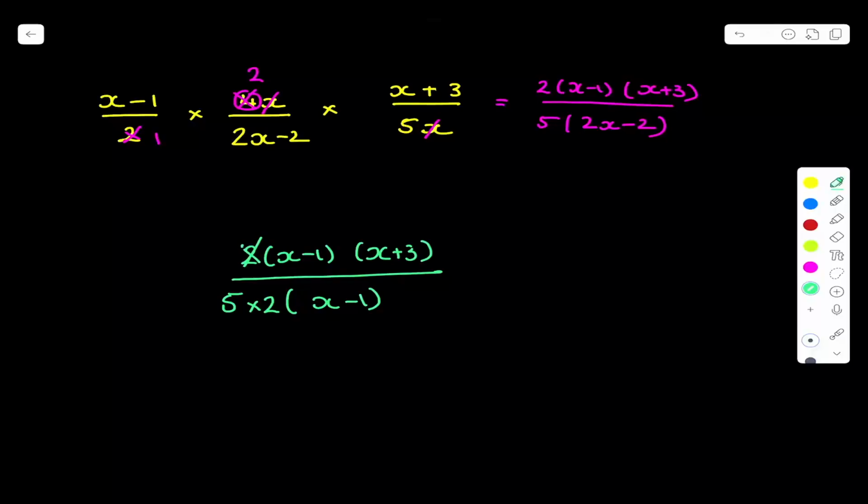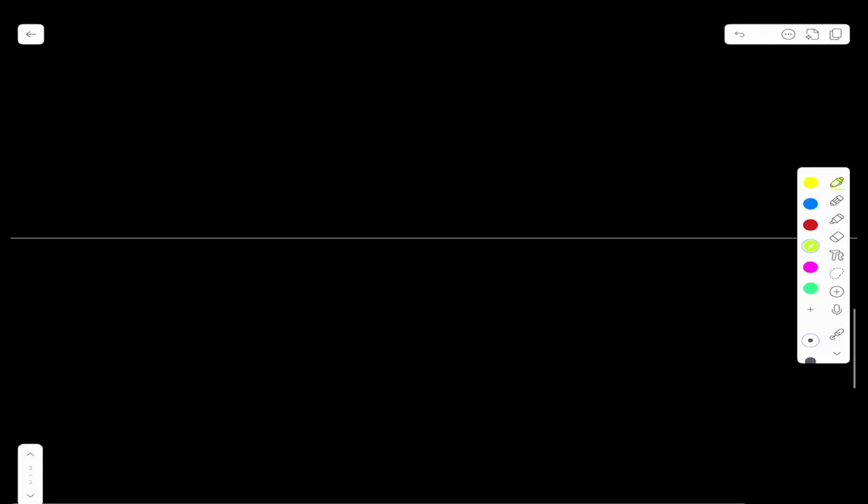And then you could say, that 2 and that 2 cancel, and that x minus 1 and that x minus 1 cancel. So I'm actually just left with x plus 3 on the numerator and 5 on the denominator. So good work if you got that. Let's do an even more challenging one. Okay, so a division. Let's see how you go with this.